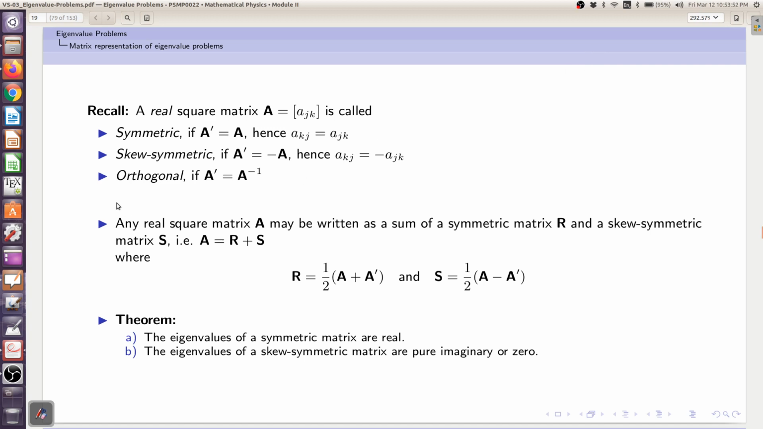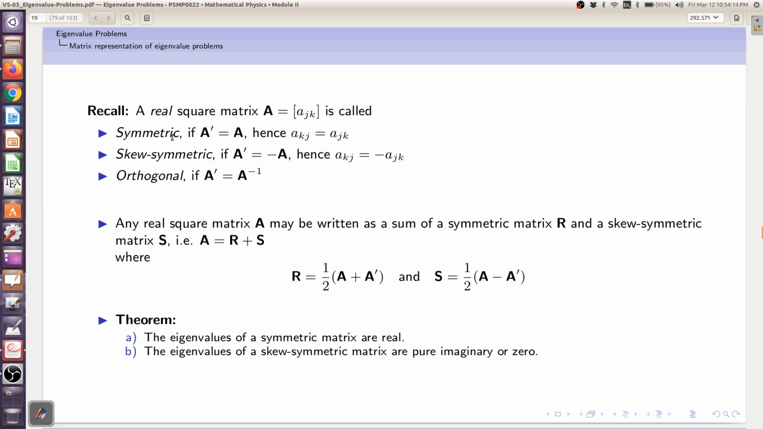Hello everyone. In this lecture I will continue from where we had stopped in the previous lecture. In the earlier lecture I had given a brief introduction to eigenvalue problems. So here we'll take this a little bit forward using an example problem.